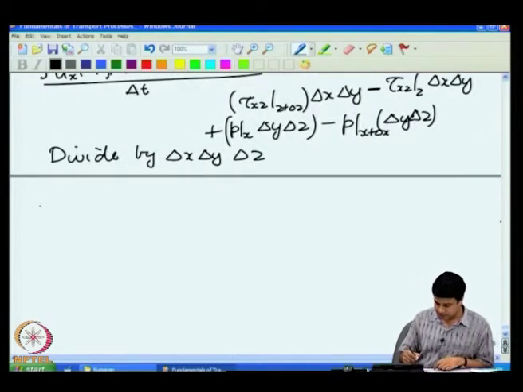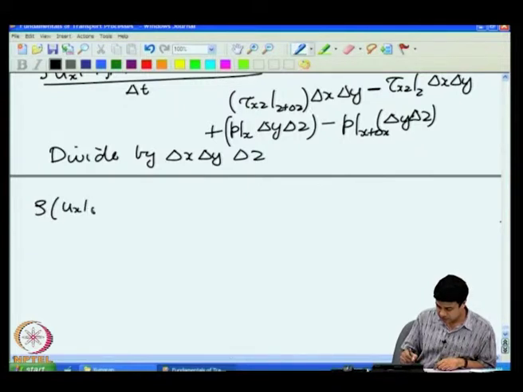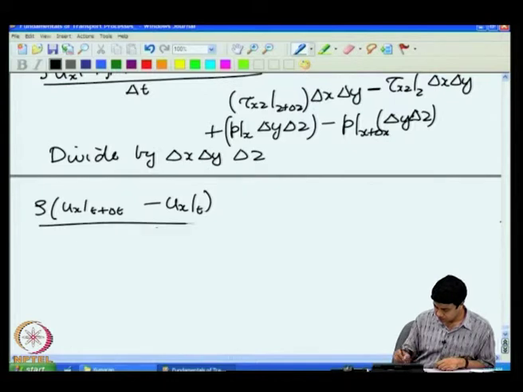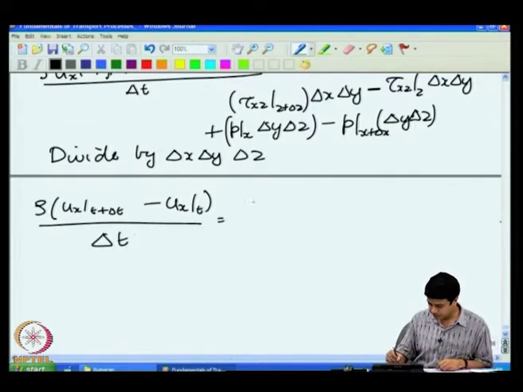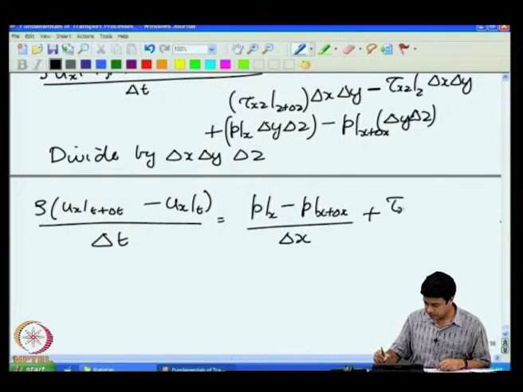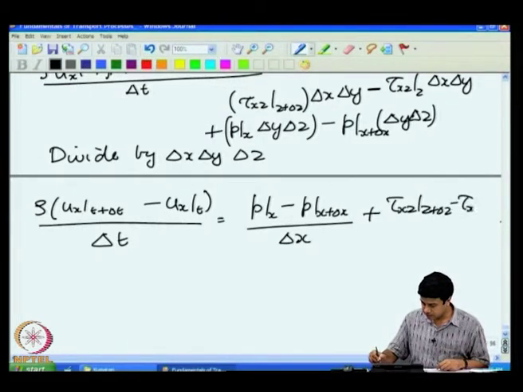And then I will get the differential equation: rho times u x at t plus delta t minus u x at t, divided by delta t, is equal to p at x minus p at x plus delta x, divided by delta x, plus the shear stress tau x z at z plus delta z minus tau x z at z, divided by delta z.